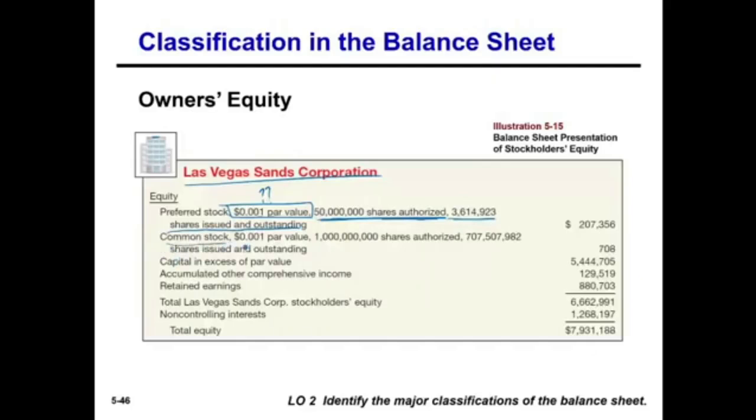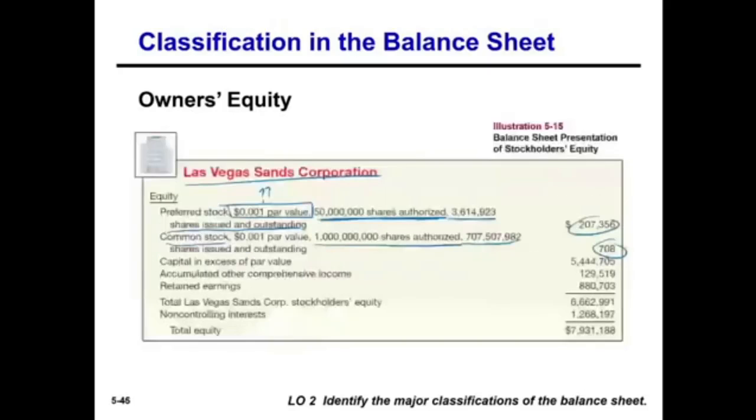The common stock, the par value is 0.001, the same as the preferred. They have 1 billion shares authorized. I'm rounding, 707 million are issued. Okay, and this is the dollar amount. So those are the common stock.